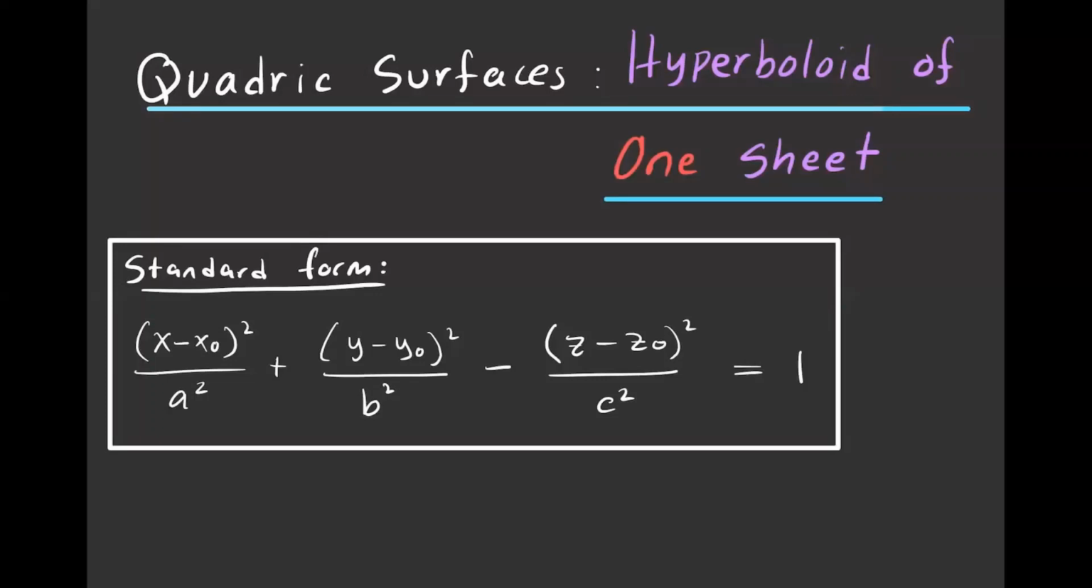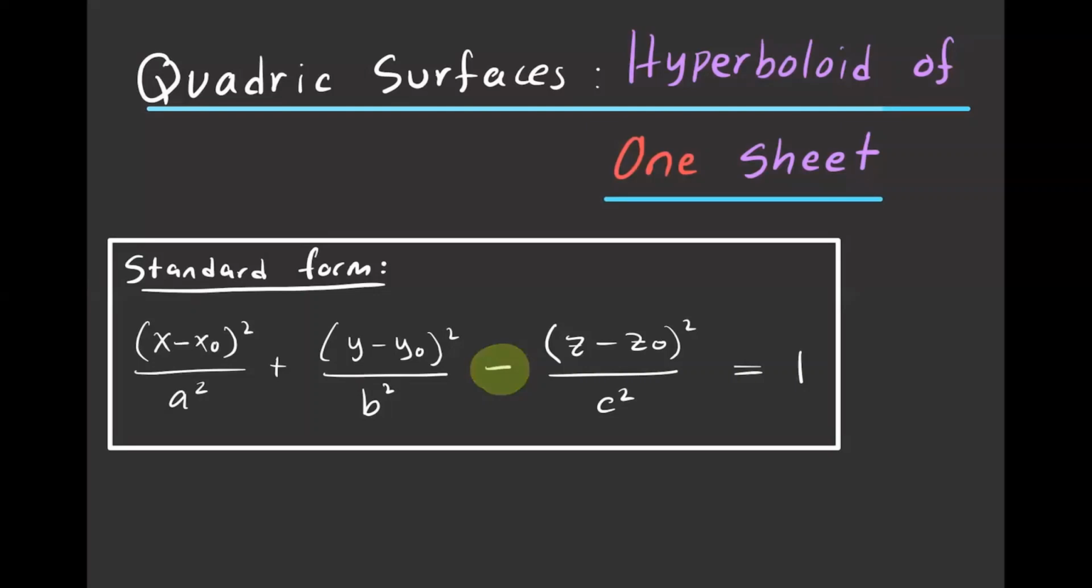Now we're going to discuss the hyperboloid of one sheet. This is another quadric surface that you should be familiar with. Here's the standard form of this particular surface. It's very similar to the ellipsoid, except that we have a negative sign here.